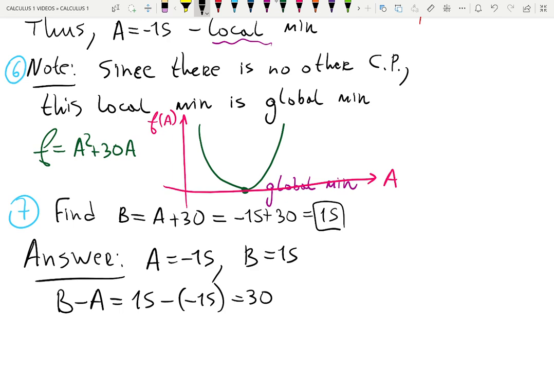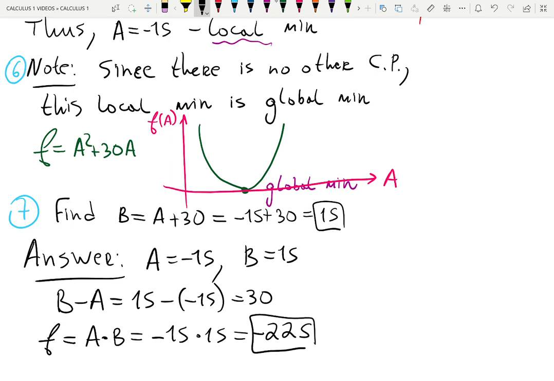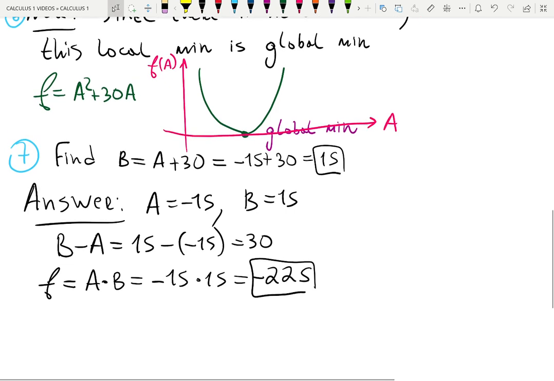Interesting. For these two numbers, we will have the product, so f was a times b, which is negative 15 times 15, which is negative 225. How interesting. How odd. Oh, it was not the largest. It was the smallest. I now remember. They told us to minimize the product.